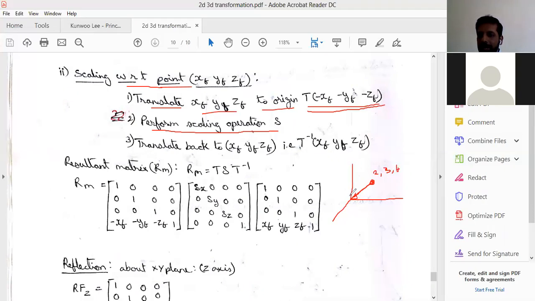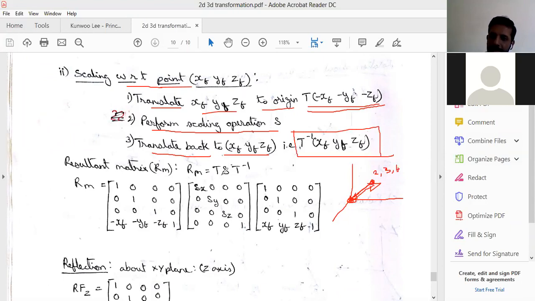Then perform the scaling operation, just as mentioned previously. Now the point is at the origin, perform the scaling operation sx, sy, and sz. After scaling, whether it has been enlarged or diminished, put that object back to its original place. Put it back to xf, yf, zf, that is 2, 3, and 4. That is nothing but the inverse translation operation. So the 3 steps are: translate it to the origin, do the scaling, and then put it back to the original position, that is the inverse translation.